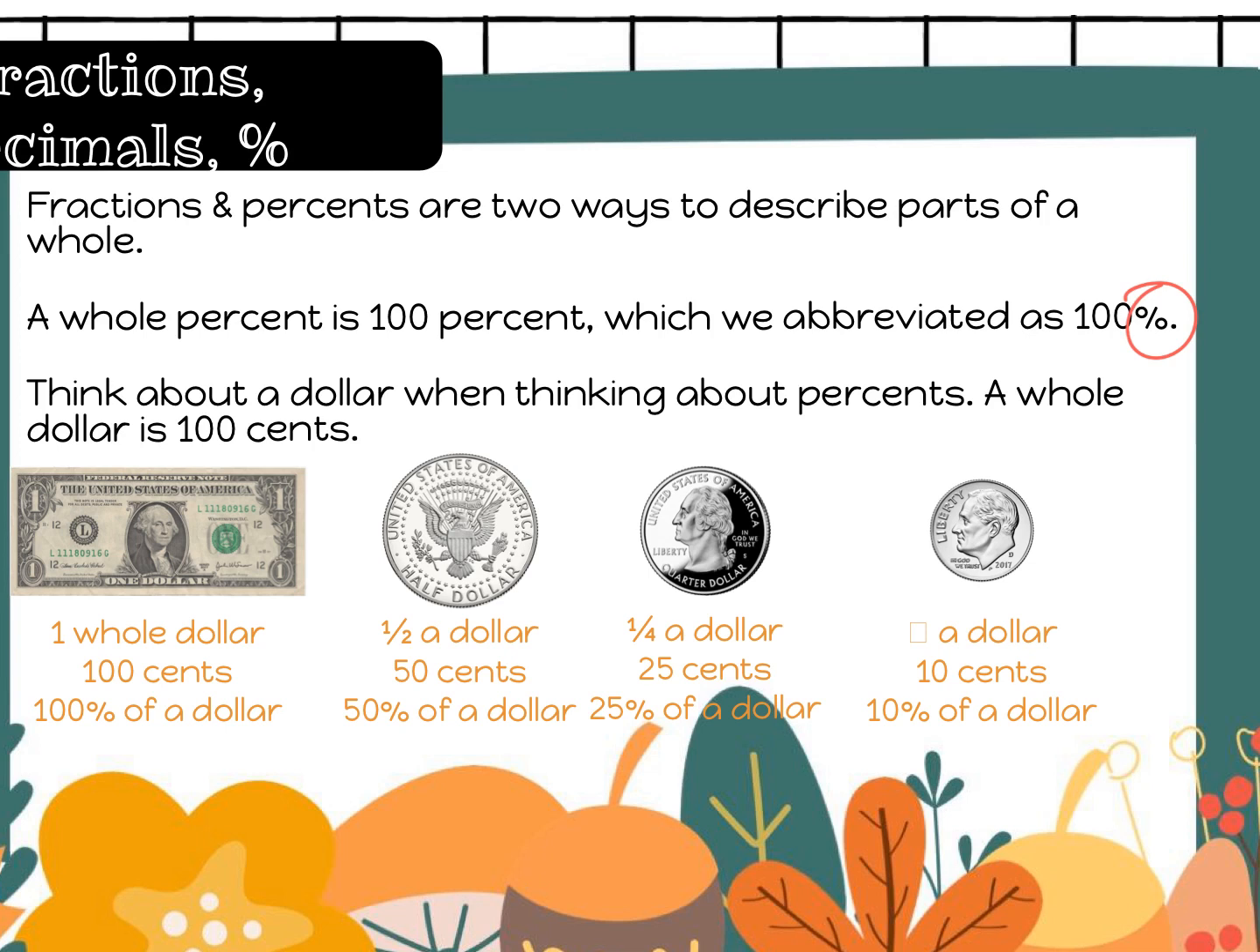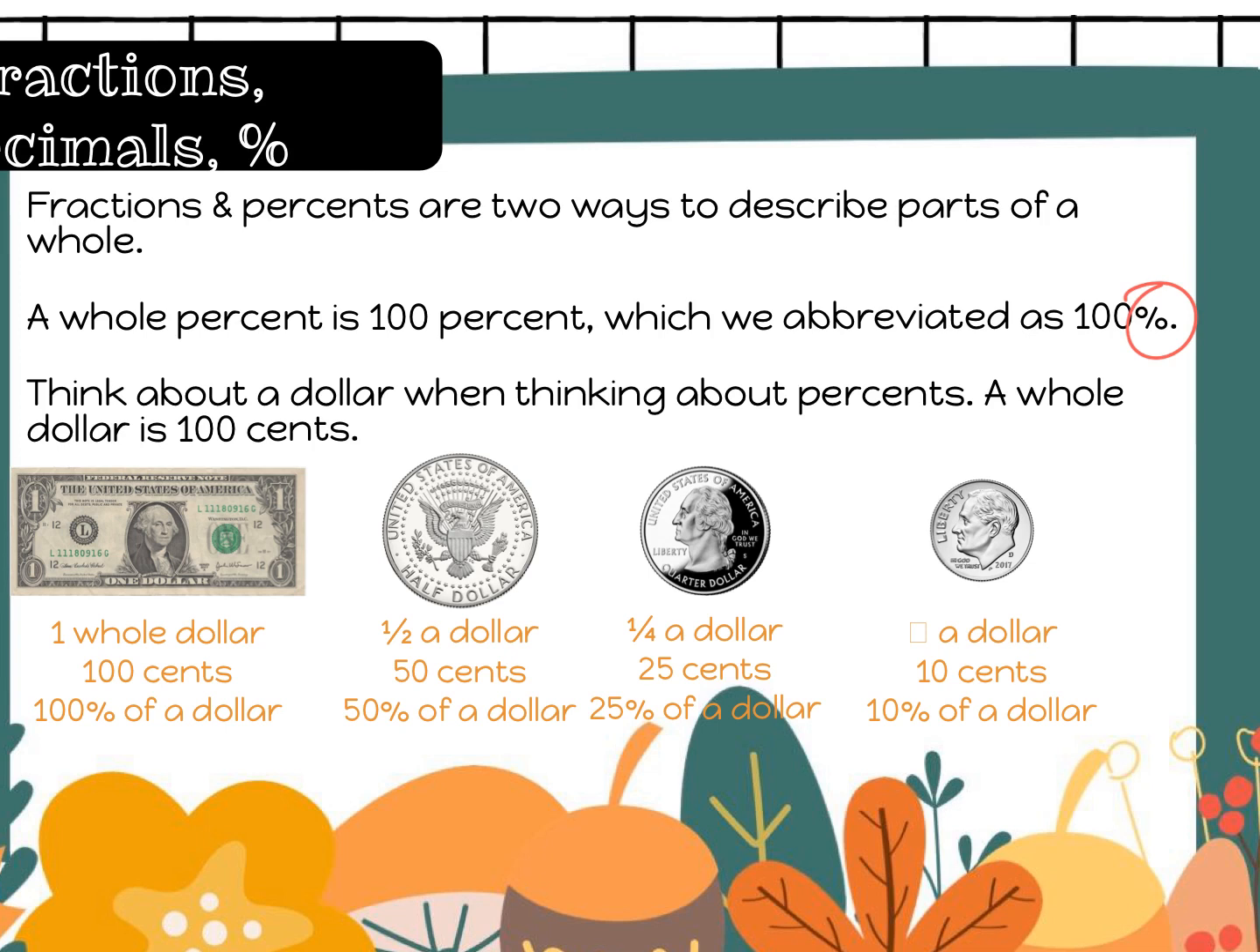Now, think about $1 when thinking about percents, just like how we think about $1 when we think about decimals or fractions. A whole dollar is 100 cents. So if I have a whole dollar, that equals 100 cents, which equals 100% of $1. What if I have half a dollar? 50 hundredths. What percent? 50%. So half of $1 is 50 cents, which would equal 50% because it's half.